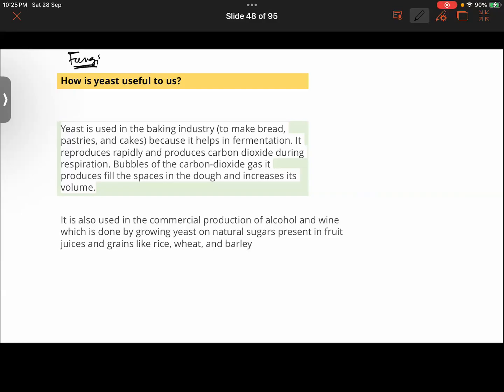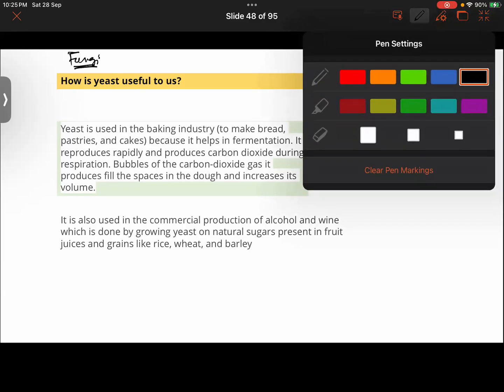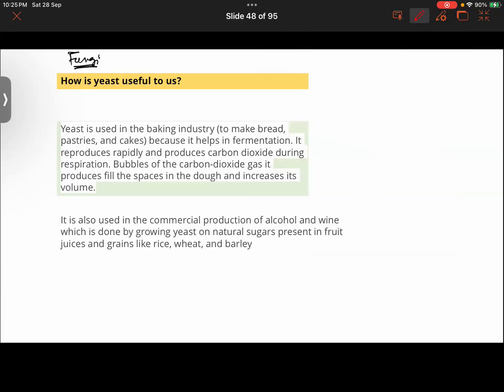Talking about the fungi, the most common example is yeast. Is yeast multicellular or unicellular? Unicellular. What do you think, Ibrahim? It's unicellular actually. Now talking about its use, it is mostly used in the baking industry to make bread, pastries, and cake because it helps in the process of fermentation.